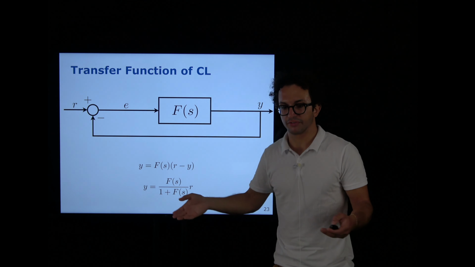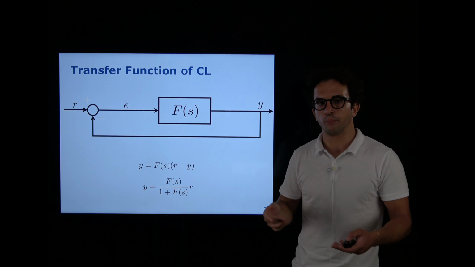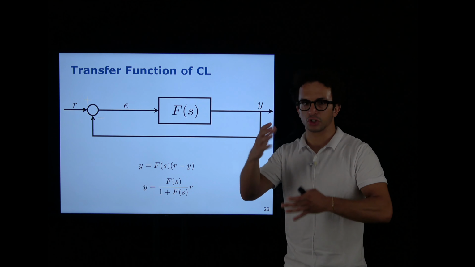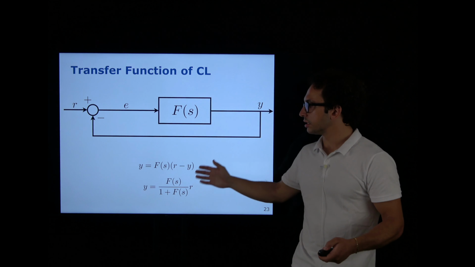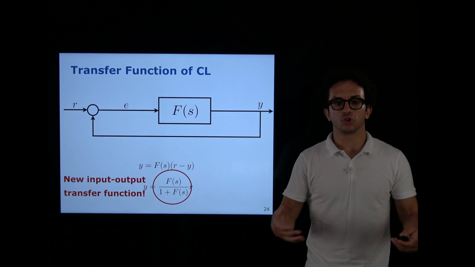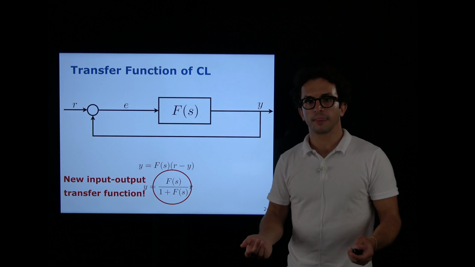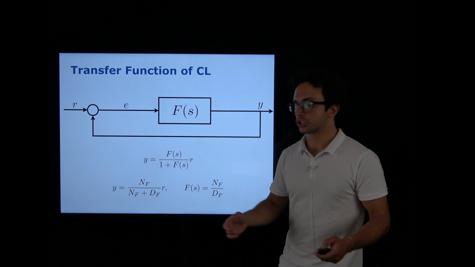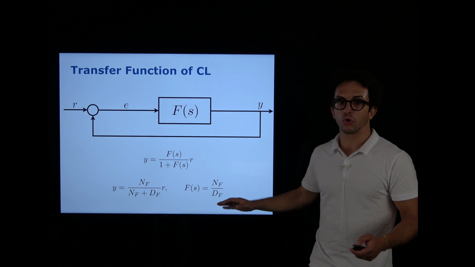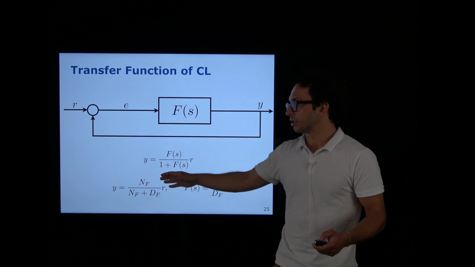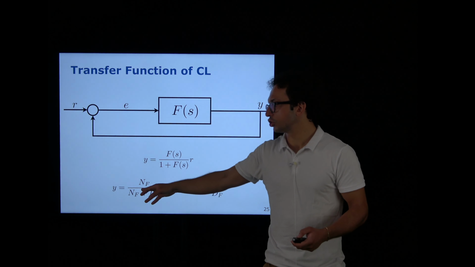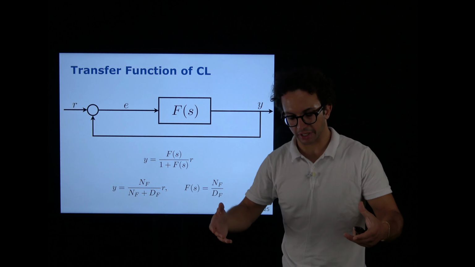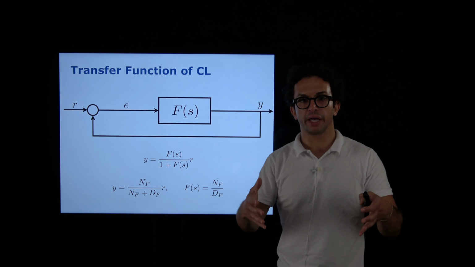Remember that F is a transfer function, so it's actually a fraction. So here you will have a four-layer fraction, and you just have to rearrange things. But this is the new input-output transfer function. This is what we care about. This is what we want. And as I said, this is a fraction, so we can write it as a numerator over a denominator, and then you just rearrange things. You can do the computation, and you should end up with something like this. So we have a transfer function which describes the input to output behavior.